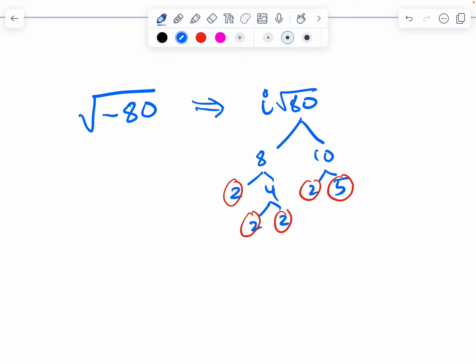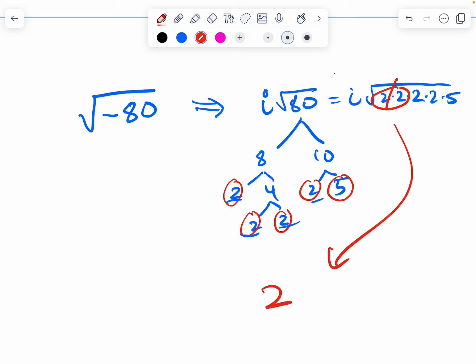And now we can rewrite this as I square root of 2 times 2, 2 times 2 times 2, times 2 times 5. Now the rule for square roots is that if you have two of the same thing, one of them can pop out. That 2 can come out, and then this 2 can come out, but that 5 cannot. It's still stuck inside there. So that 5 still has to stay there, and we can't forget this I. We can put that over there.